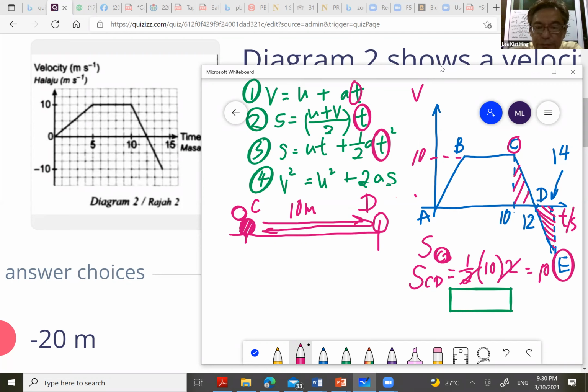Clear? So understood. If I were to calculate the distance between D and E, sure enough.